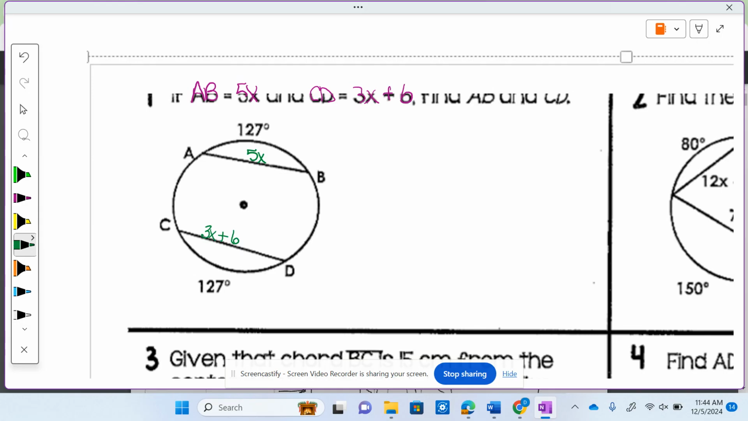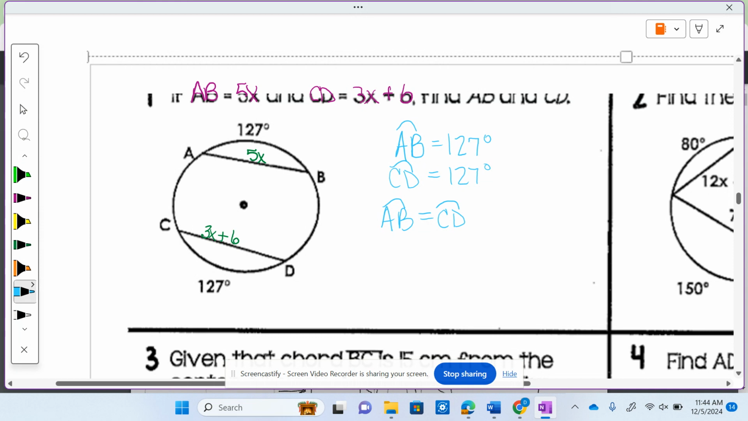Well, what do we know? What do we know about those chords? Are they marked as parallel? What do we know about the arcs? What can we say about arc AB and arc CD? Yeah, arc AB is 127 degrees and arc CD is 127 degrees. That means that arc AB is congruent to arc CD.